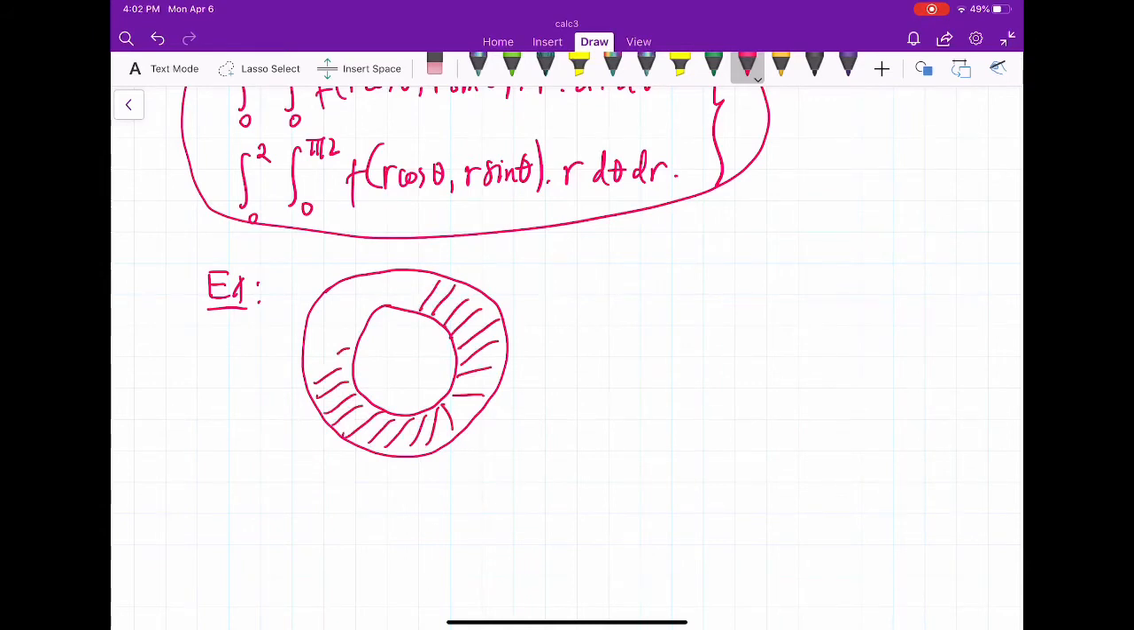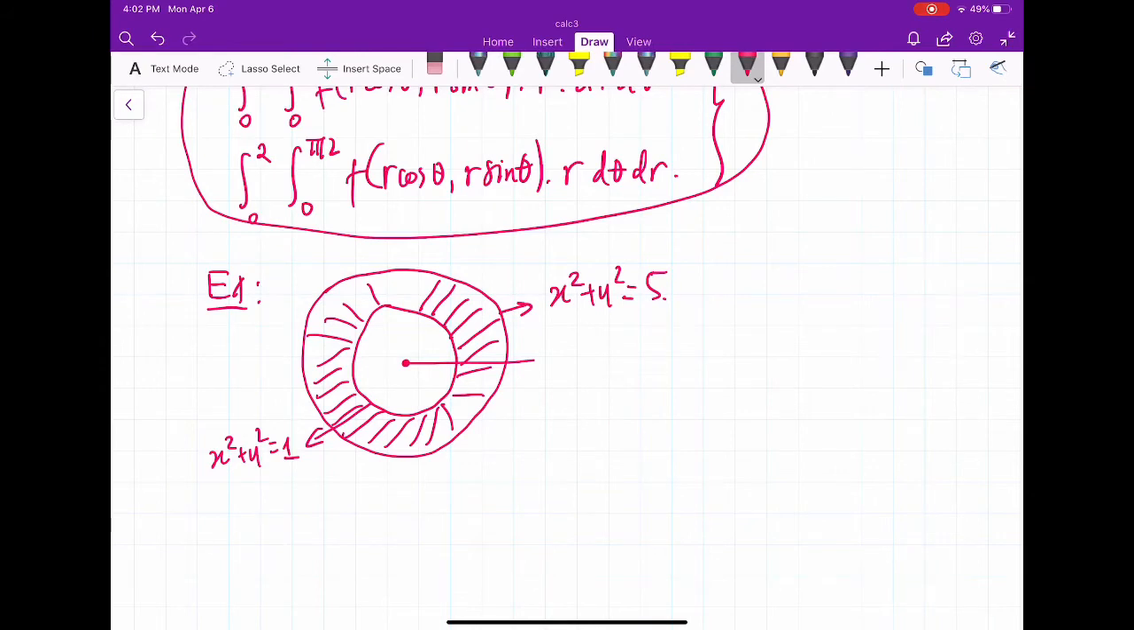This is R. Okay, here's the origin. So they have two circles. The first circle is x squared plus y squared equal to 1. The second circle is x squared plus y squared equal to 5. So basically that is the second example in the very first picture.